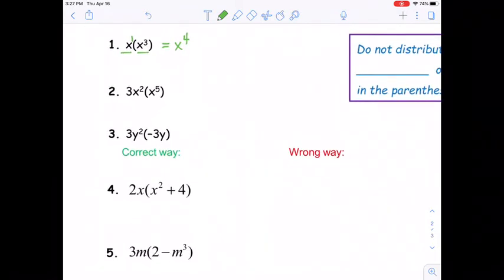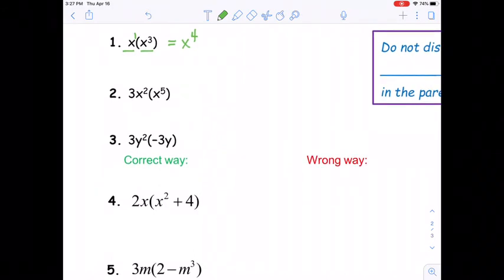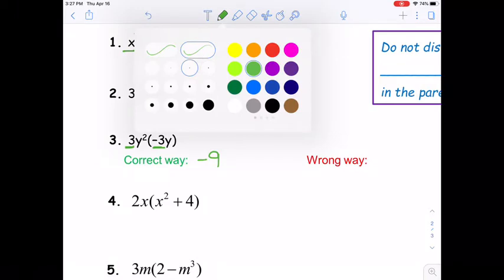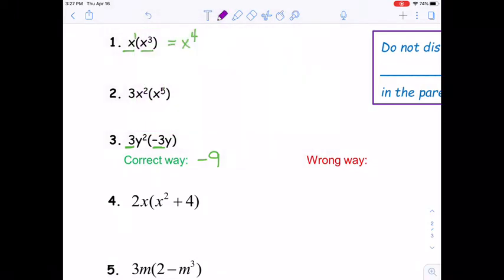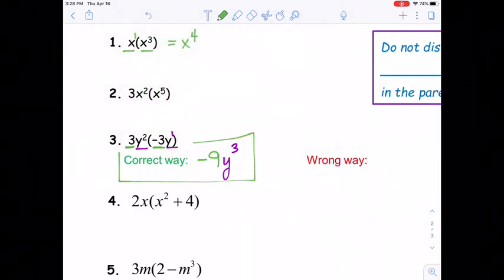We have 3y squared times negative 3y. So we're going to multiply the 3 times the negative 3, which gives me negative 9. And we're going to multiply the y squared times the y. Adding the exponents, that is y to the third. So your answer there is just negative 9 y to the third. That's the correct way to do that problem.